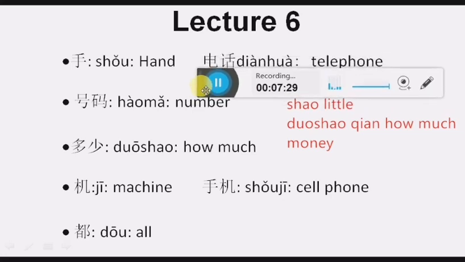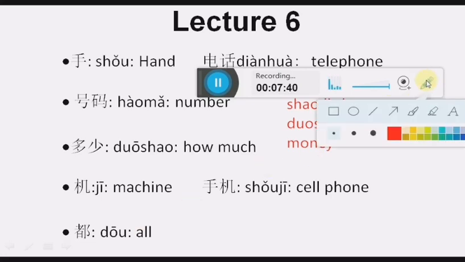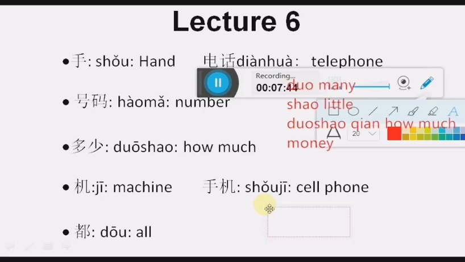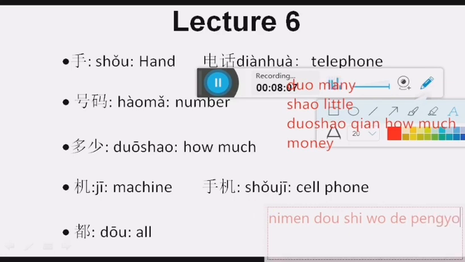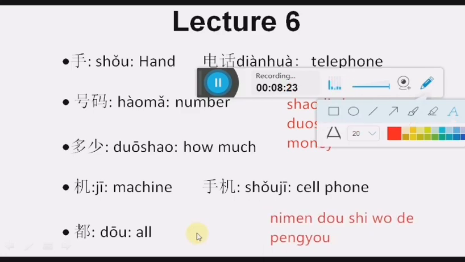Dou means all. 你们都, you all. For example, you both are my friends. So dou is used for all, and also for both.